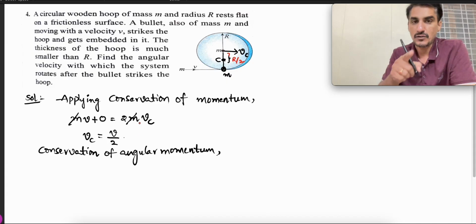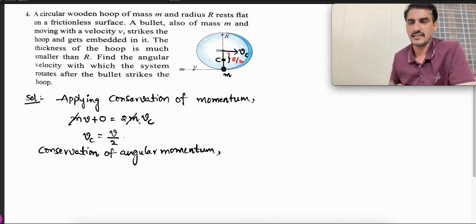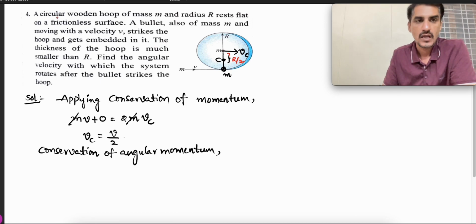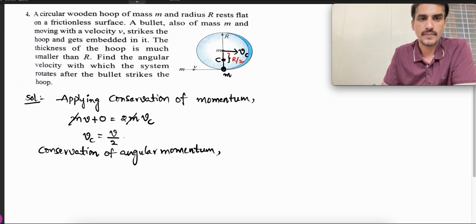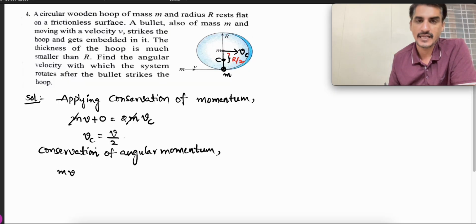So now with respect to that C, we are going to apply conservation of angular momentum. Now how to apply that conservation of angular momentum? That is m v. First let us take the particle before colliding. M v into what is its distance from the center of mass? R by 2. Yes or no?